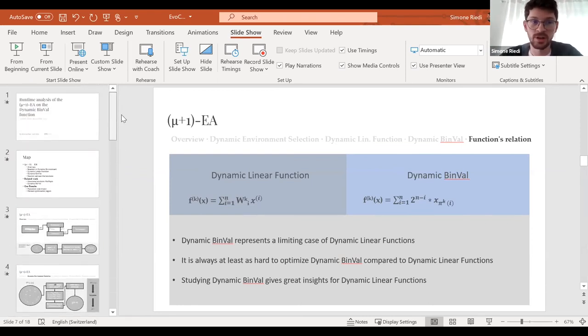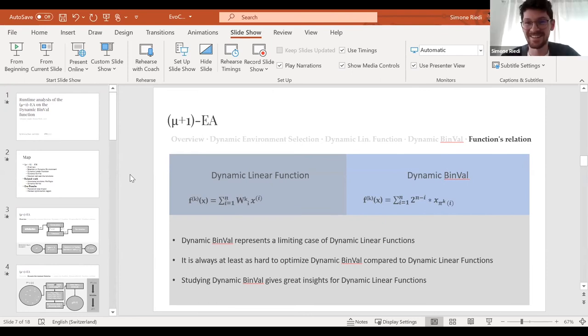This was initially my bachelor thesis. I started working just on this dynamic function, the BinVal, where we change in each iteration, but then I did not have time to explore your suggestion where we do an interpolation between the hot topic function and the dynamic BinVal function. Perhaps I can add that it's definitely one of the next steps to go.